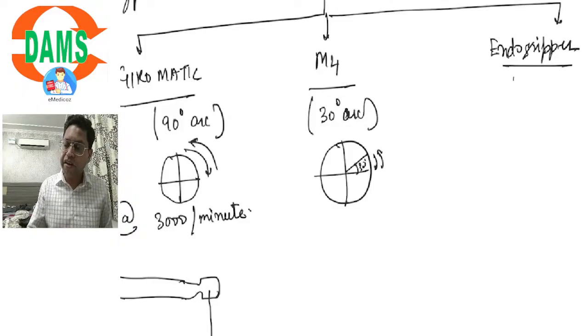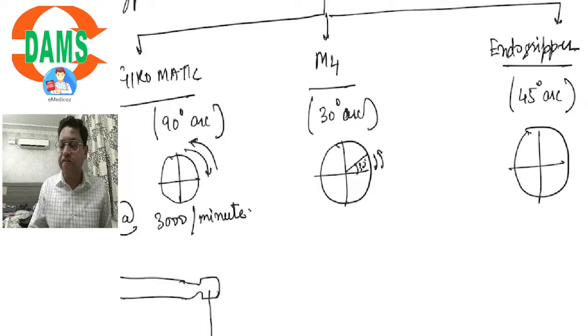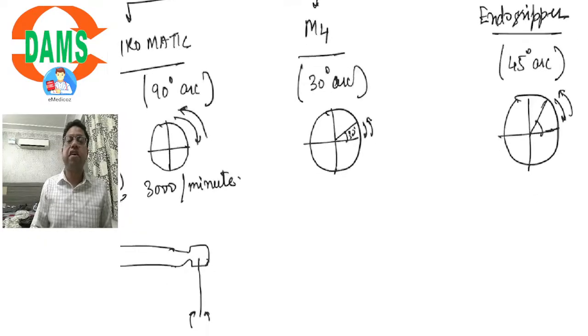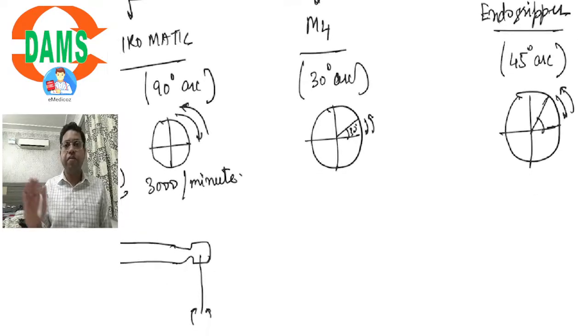An endo gripper has a 45 degrees arc of reciprocation. So what is the technical difference? The technical difference between the three types of these reciprocating handpieces is the arc of reciprocation. All of them reciprocate, but at different angles: 90 degrees, 30 degrees, and 45 degrees for gyromatic, M4, and endo gripper respectively.